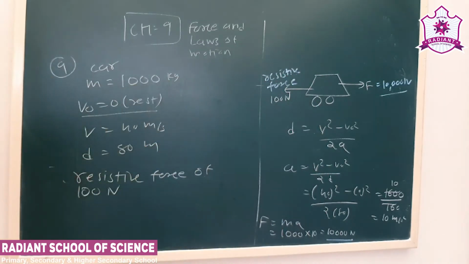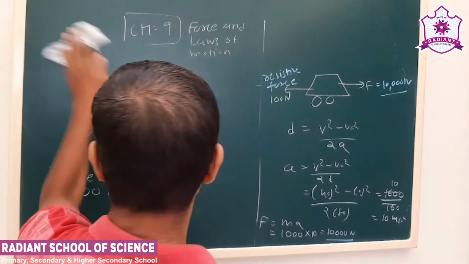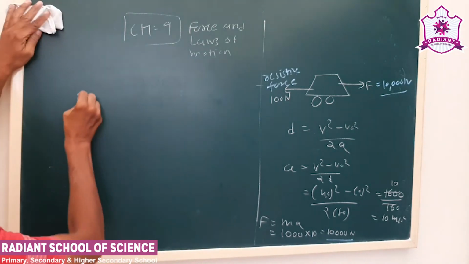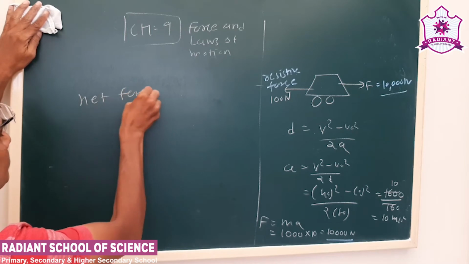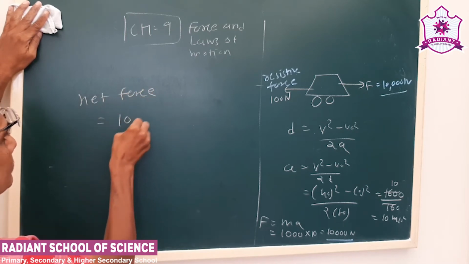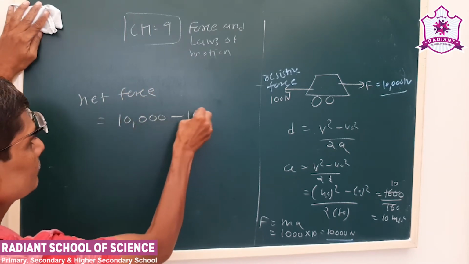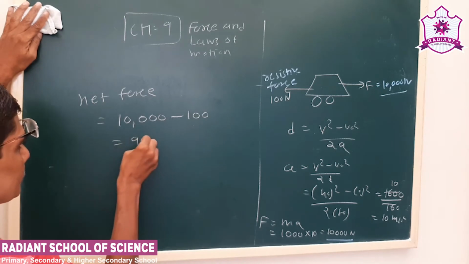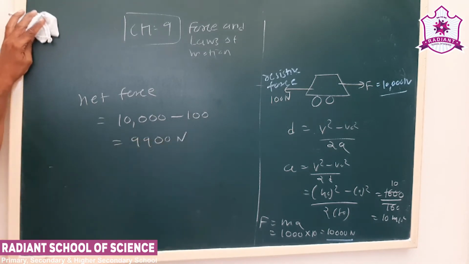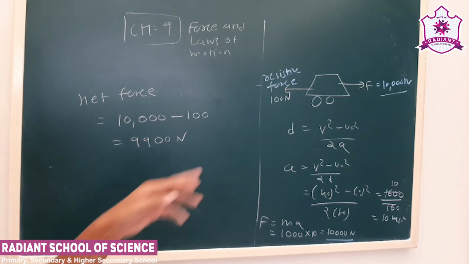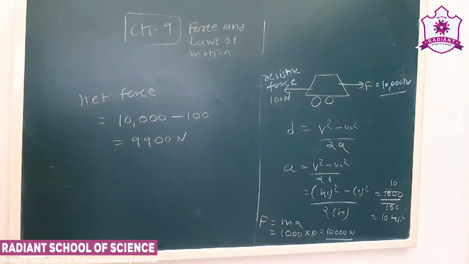Now see, this is a resistive force given. So what will be the net force? Both forces act in opposite directions. So this is how we use the resistive force also if it is given.